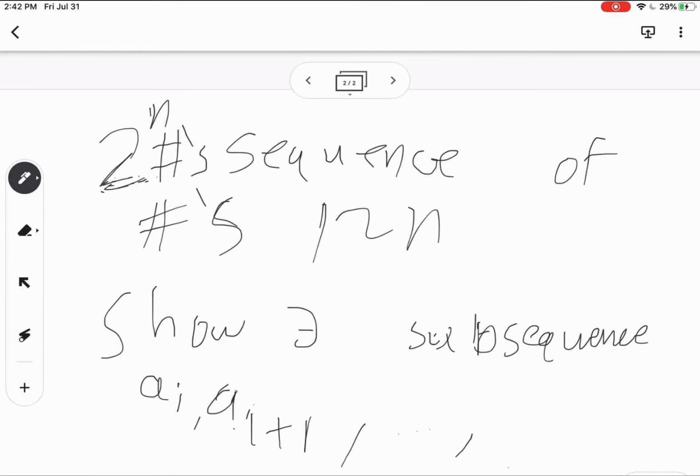Ai all the way to Aj, where each number from 1 through n appears an even number of times. By even number of times, I mean the number 1 appears an even number of times, the number 2 appears an even number of times, all the way to the number n. The number n appears an even number of times.